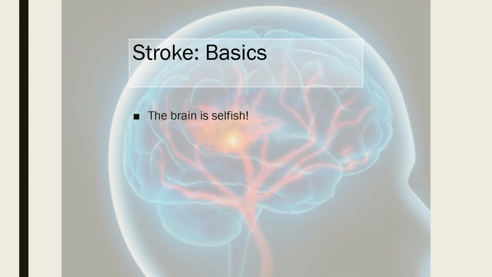First, it's important to understand that the brain is very selfish. It requires 20% of the total blood pumped by the heart, and it has no backup fuel or oxygen, so it requires a constant supply. 80% of strokes are ischemic, whereas 20% are hemorrhagic.